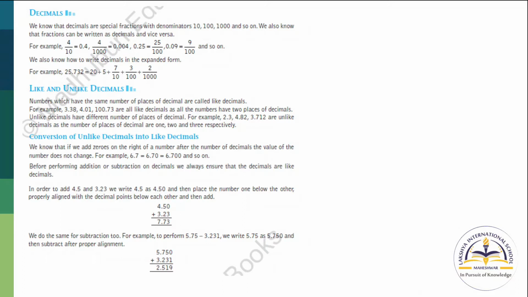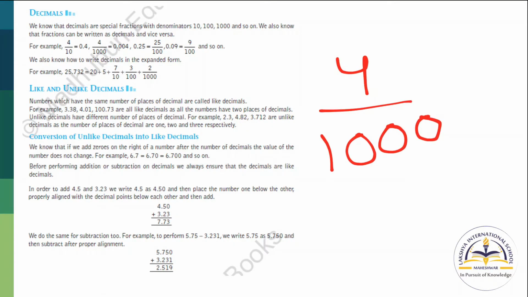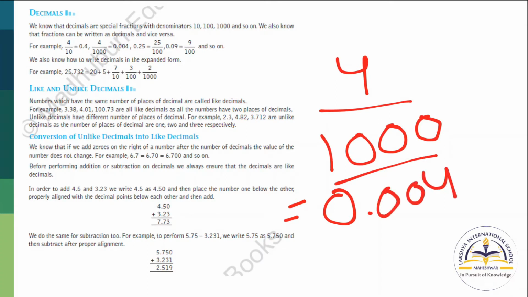Okay. Now here, 4 by 1000. So our answer will be 0.004. You can see 4 by 1000 equals to, now you can see how many zeros are there. There are 3 zeros. So before 3 values we will put the decimal point.